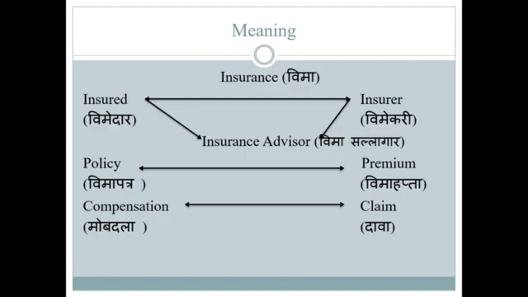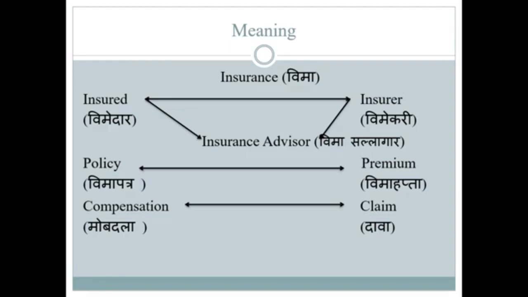So after you pay the first premium or the first installment, the risk immediately commences, and if your subject matter is destroyed, then the insurance company is liable to pay you the amount of compensation. Now see in the diagram, another two words are added: claim and compensation.